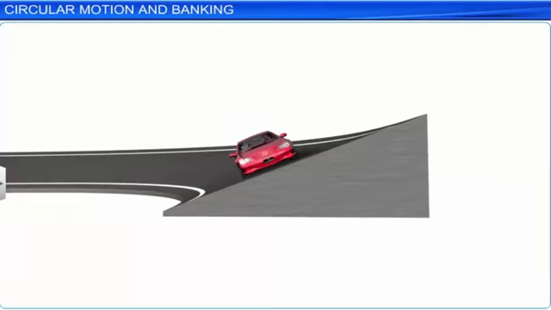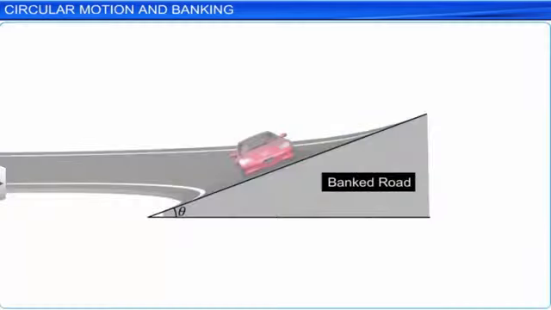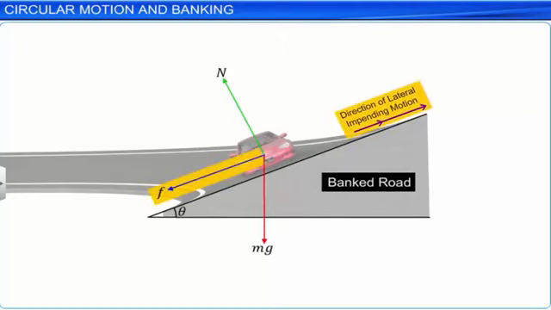Now let us look at a car moving on a banked road. Let us analyze the forces acting on the car one by one. The weight of the car, mg, acts vertically downward. The normal reaction, N, acts upward perpendicular to the road's surface. The impending motion of the car in the lateral direction is away from the center of curvature. The frictional force, F, acts opposite to this direction, that is, down the lateral slope.